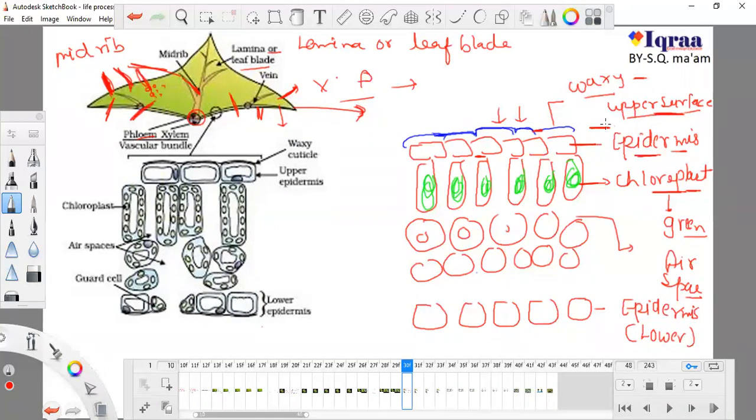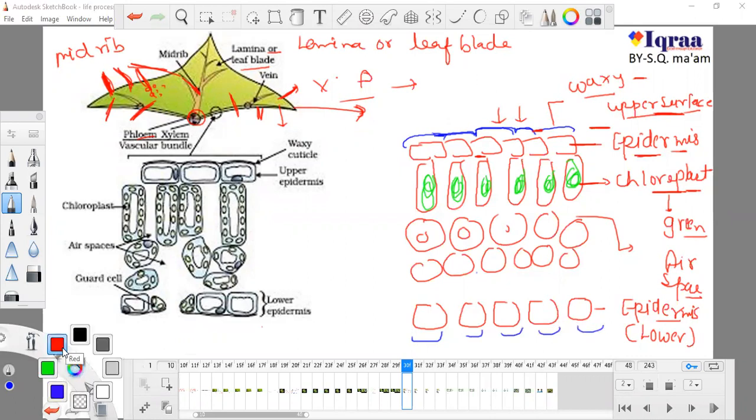The layer on the upper side is known as the upper epidermis, and the layer on the lower side is known as the lower epidermis. Somehow it is also coated with a substance known as wax. This wax is just to provide some protection, so nothing can enter into this.